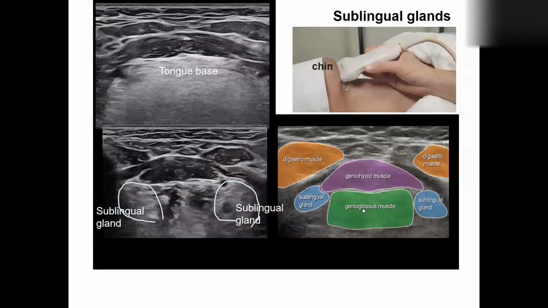In my experience, many residents could not find the sublingual gland. Instead, they left tongue base image on ultrasound. After you find tongue base on ultrasound, you can find the sublingual gland if you turn the ultrasound probe towards the patient's head.